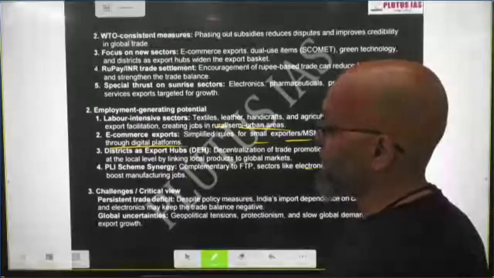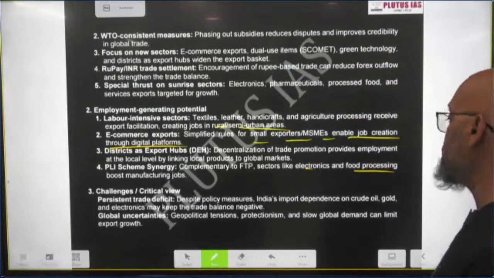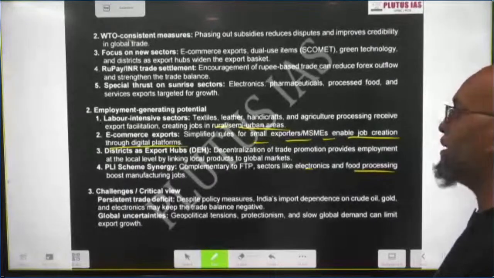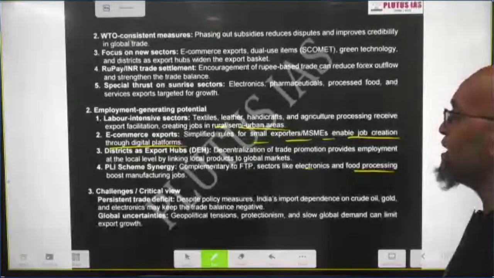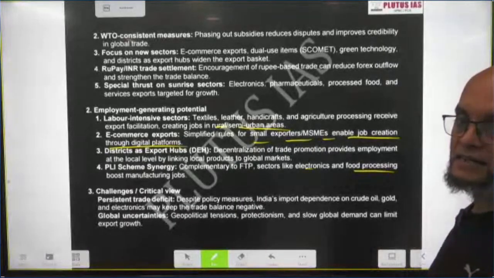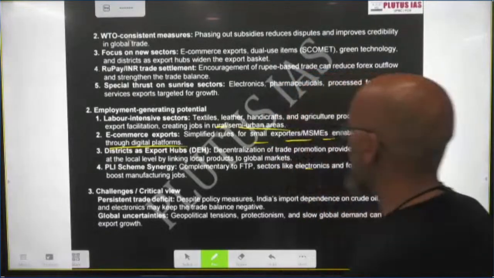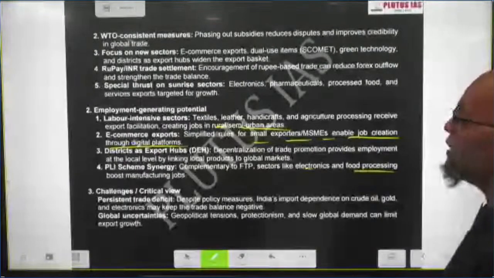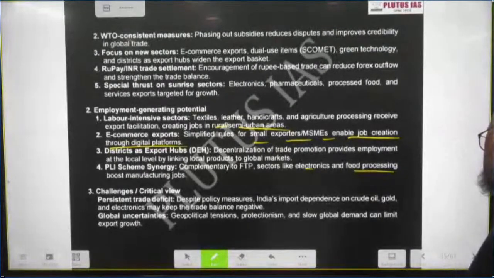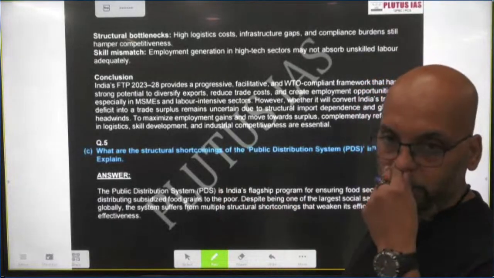Persistent trade deficit is there. Despite policy measures, India's import dependence on crude oil, gold, and electronics may keep the trade balance negative. Next, global uncertainties: global tensions, protectionism, and slow global demand can limit export growth, as we are observing now. And you could write the Trump case as well.